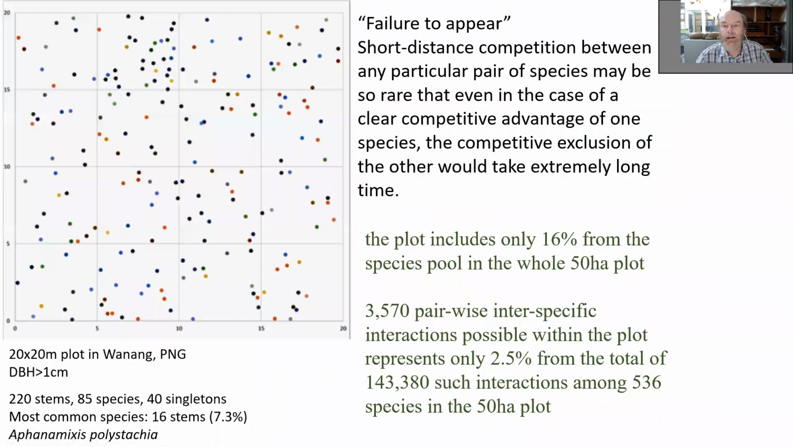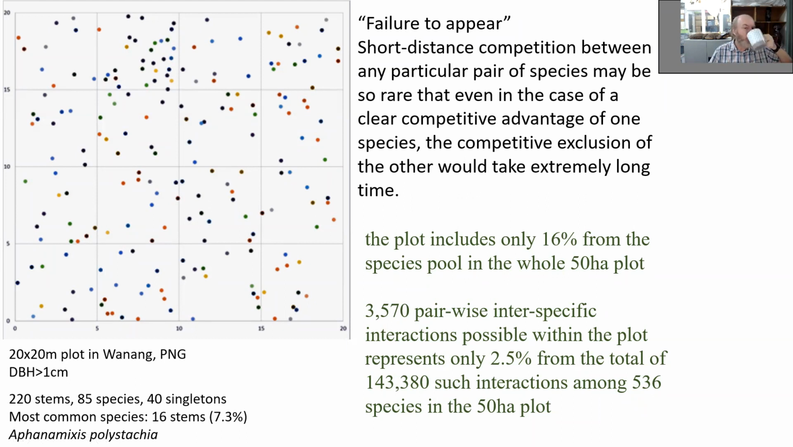Okay, so again, these interactions between species, we go again to our favorite 20 times 20 meter plot, which you already saw so many times from Wanang. Again, 220 stems, 85 species. And we look at, first, if we have 85 species, then from 536 species in the big plot, it's only 16%.